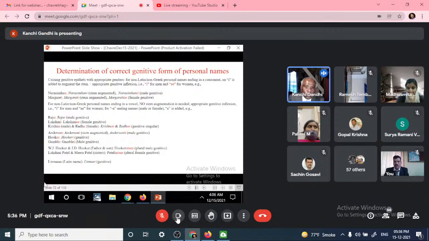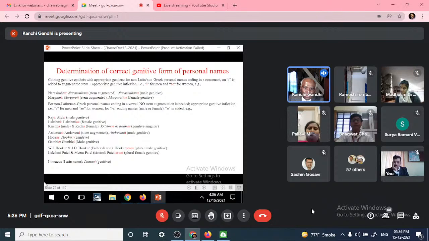There are two sisters, Lakshmi Patel and Meera Patel. Patel, the L ends in a consonant. So you need to extend the stem, Patel-i, by adding I. And you add here a plural female genitive. Orum for male plural, arum for female plural. Hooker did not need the I addition, whereas Patel needed the I addition.